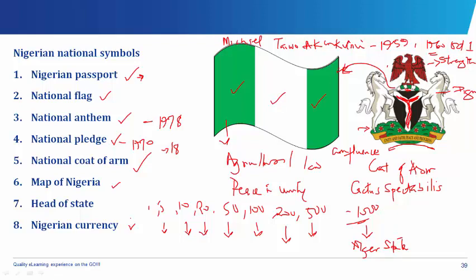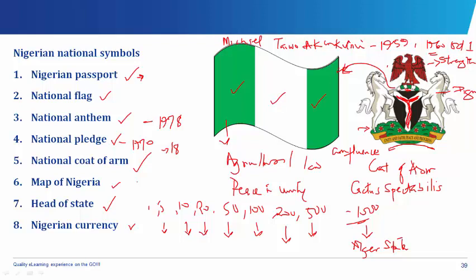Then also we have the head of state as also a national symbol. So the picture of the current head of state is always displayed in some companies, private companies, public companies, and offices where you work. You always see the picture of the head of state, showing that we're part of the country and recognize him as our head of state.